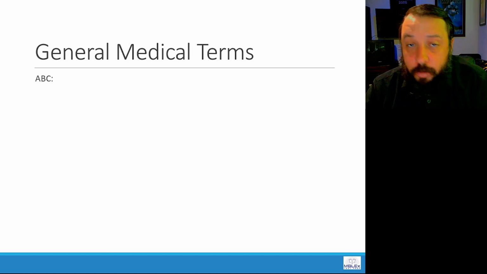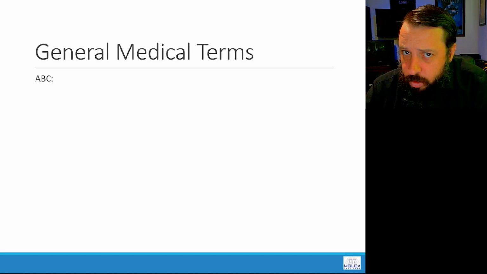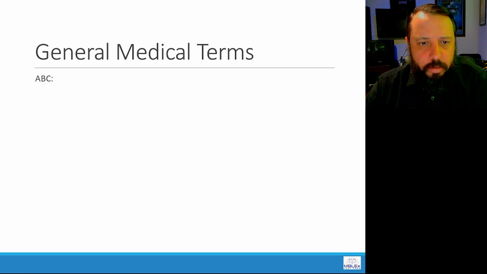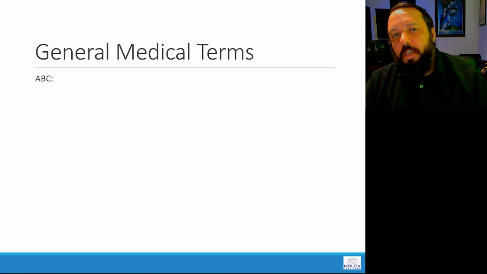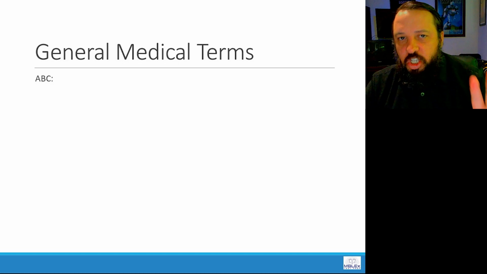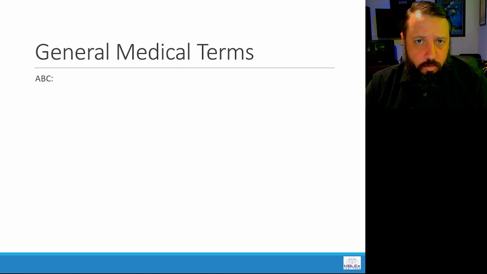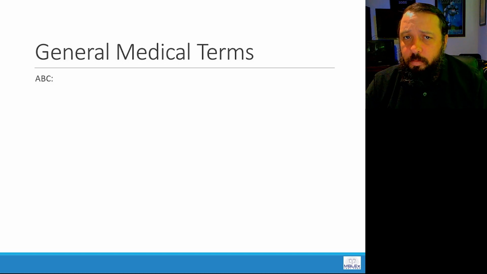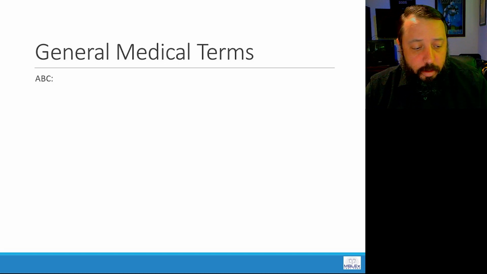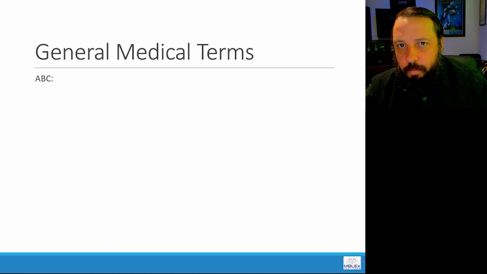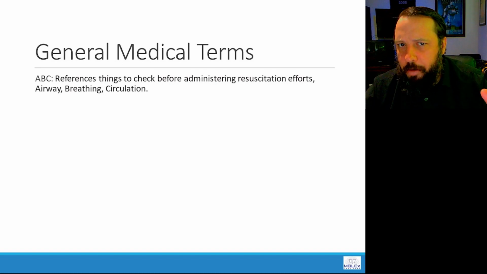Okay, so first up, we have ABC. Easy as 1, 2, 3, for the most part. So ABC references things that we need to check before we begin efforts to resuscitate somebody that might need immediate medical attention. Those three things, ABC: airway, breathing, circulation. So it's kind of a little out of order.